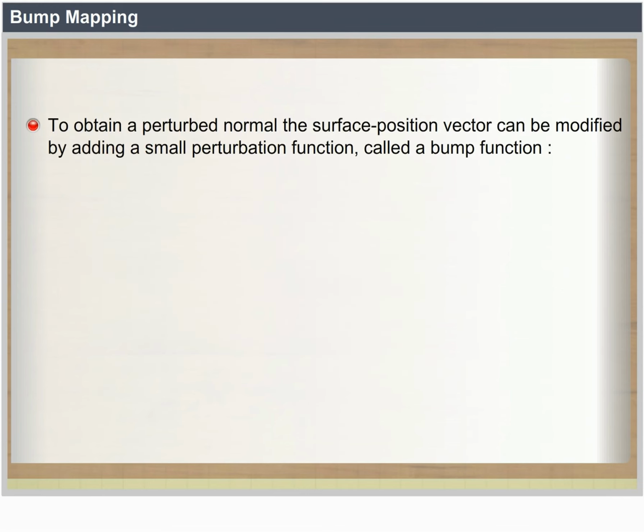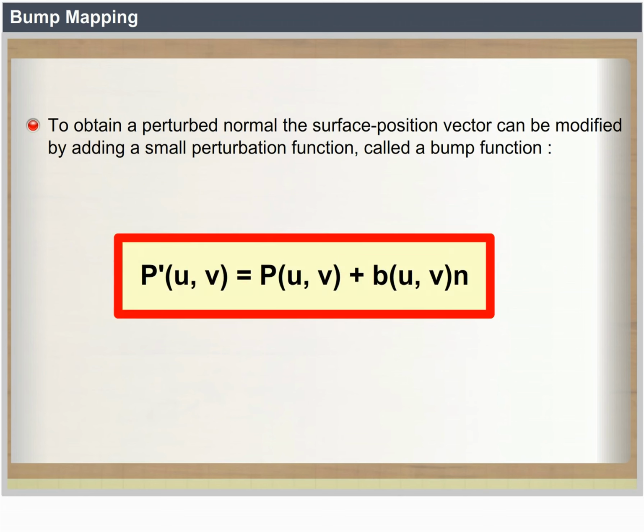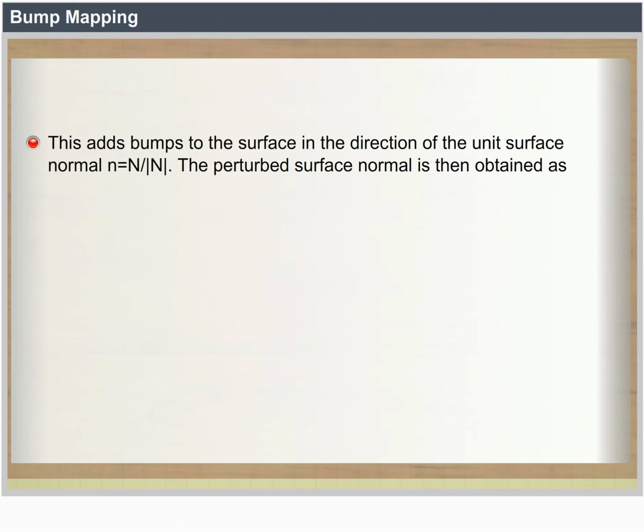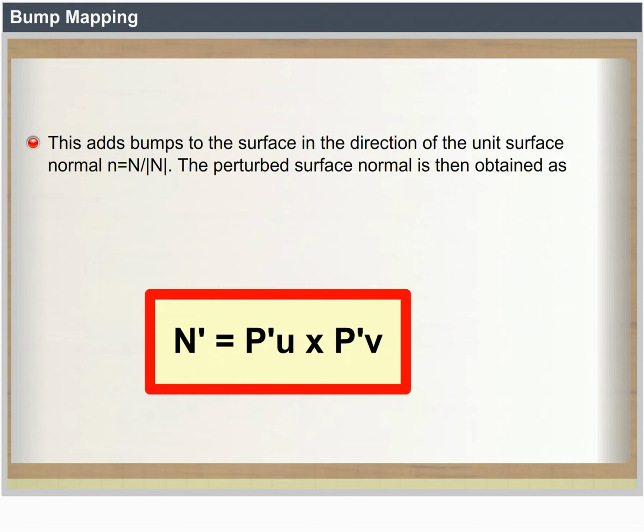To obtain a perturbed normal, we modify the surface position vector by adding a small perturbation function called the bump function. P'(u,v) = P(u,v) + B(u,v) n. This adds bumps to the surface in the direction of the unit surface normal, n = N / |N|. The perturbed surface normal is then obtained as N' = Pu' × Pv'.